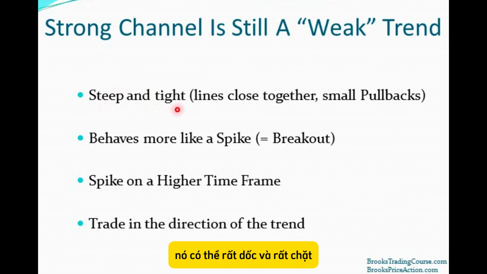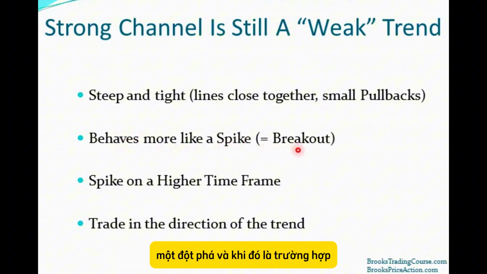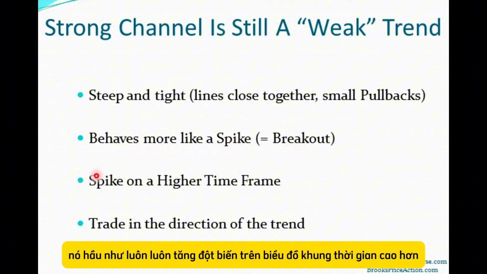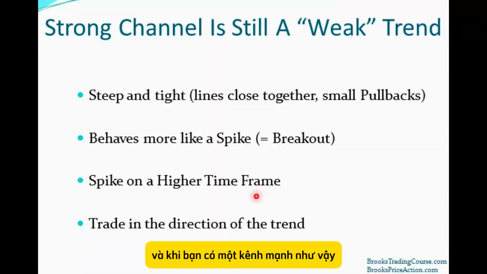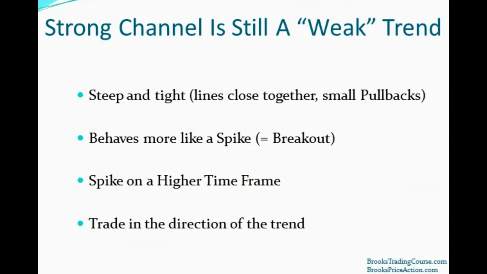It can be very steep and very tight with the lines close together and the pullbacks very small, and it can behave much more like a spike, a breakout, and when that's the case, it's almost always a spike on a higher time frame chart. And when you have a channel that is as strong as that, you should only take trades in the direction of the trend, even though there's some two-sided trading taking place.